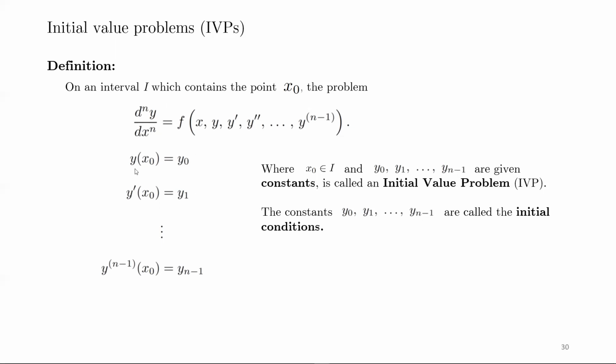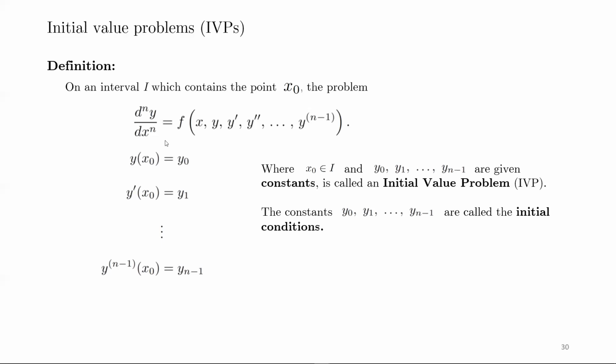So here we have the value of y at some number x naught is equal to some number y naught. The value of the derivative of y at the same point x naught, where x naught is just some number in the interval, is equal to some number y1, and so on through to the (n minus 1)th derivative of y at this point x naught, which has to be equal to some number y_(n-1). These right hand sides are called the initial conditions.